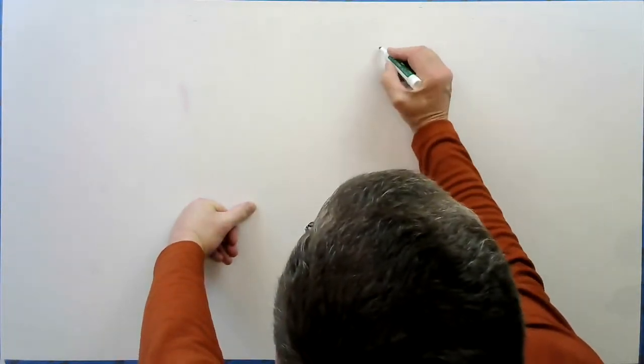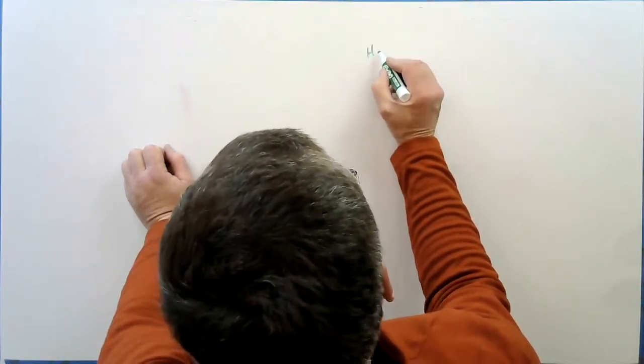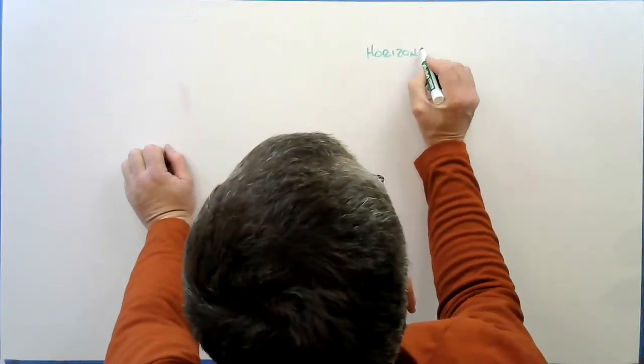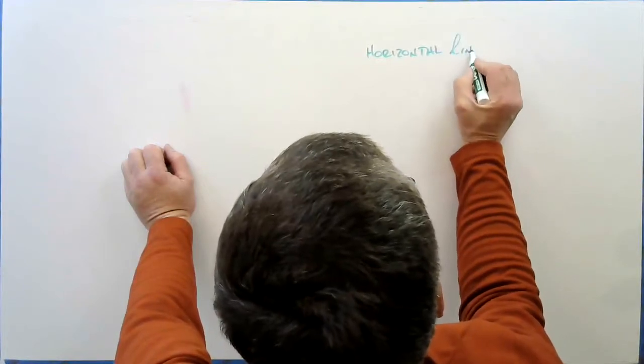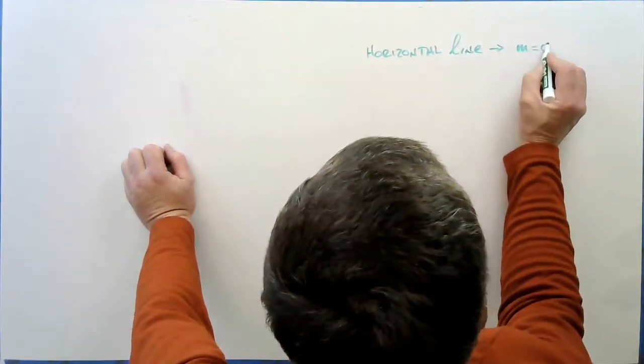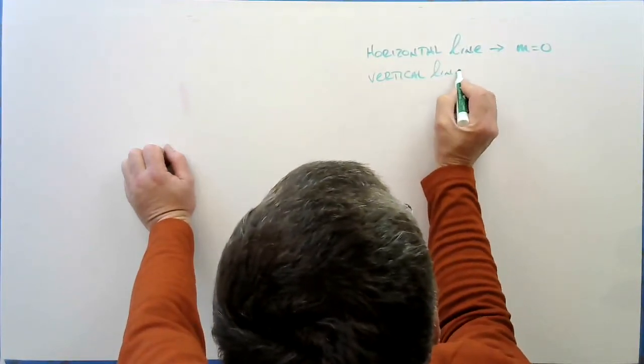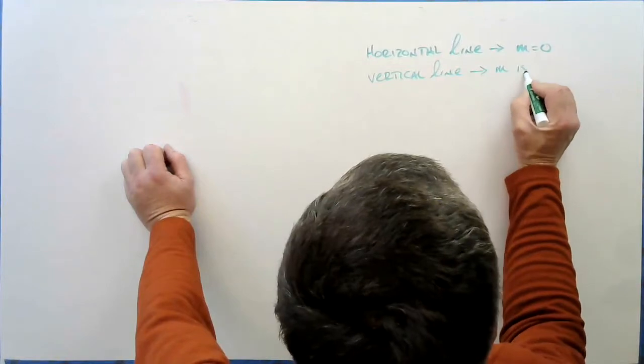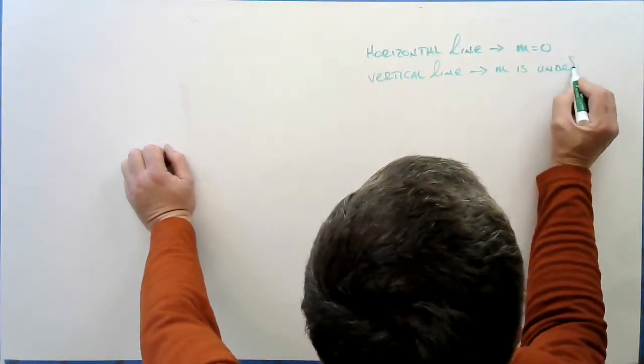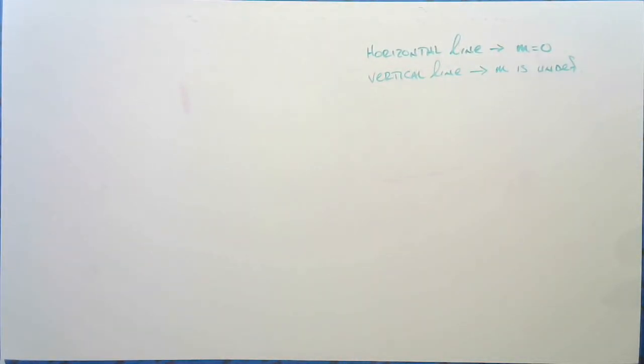Horizontal or vertical. Now, what we need to remember there is that if our line is horizontal, that means the slope equals 0. And if our line is vertical, that means our slope is undefined. So what they're really asking you here is to find the equation of the slope and then tell me when is it going to be 0 and when is it going to be undefined.